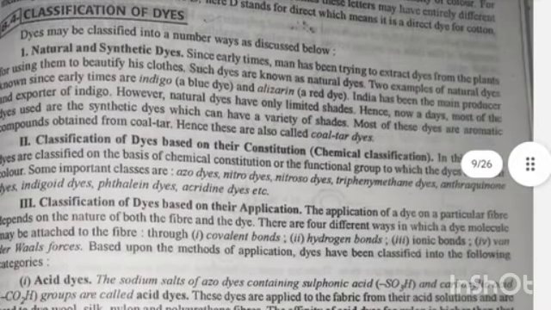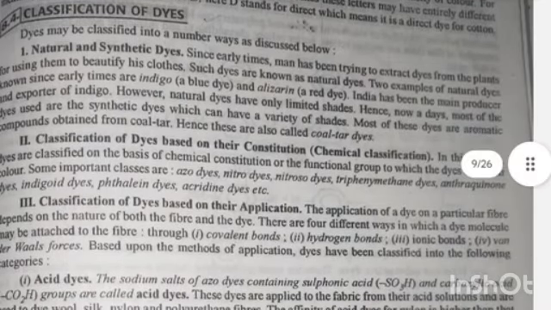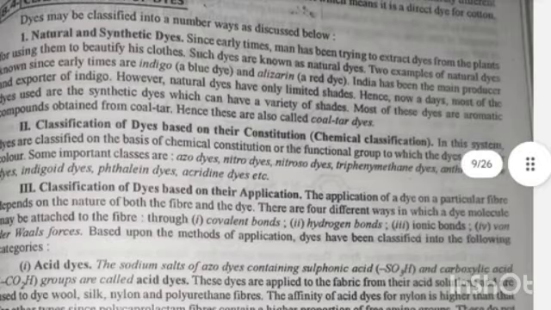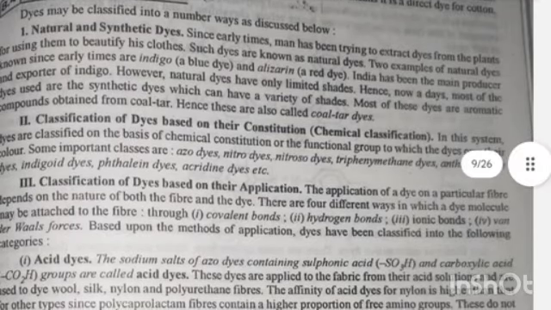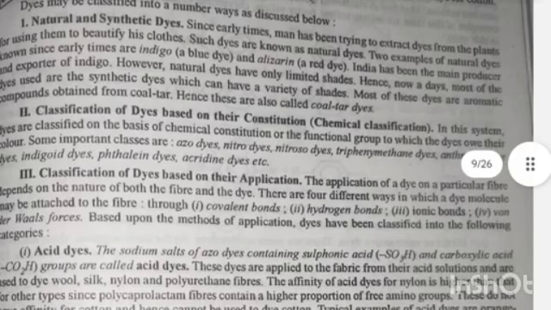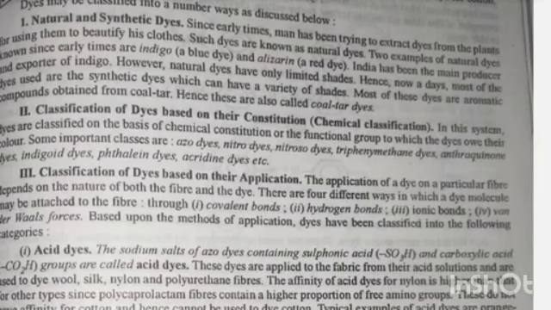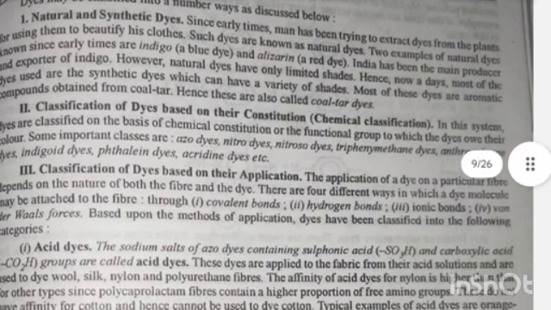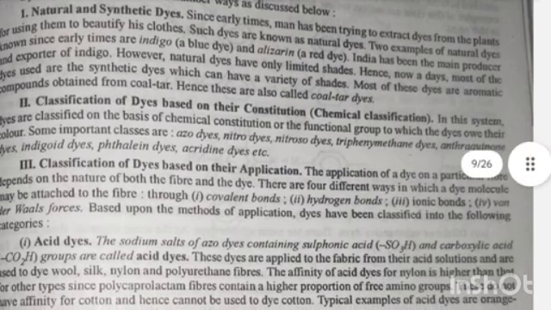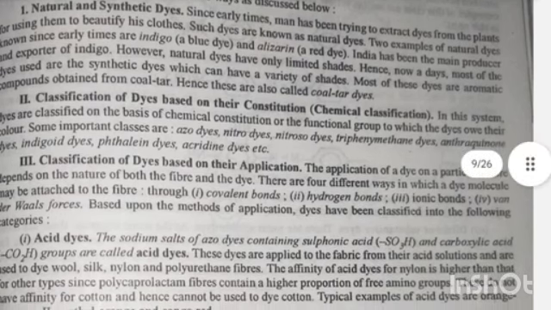Classification of dyes. Dyes may be classified in a number of ways, discussed below. Natural and synthetic dyes. Since early times, man has been trying to extract dyes from plants to use them to beautify his clothes. Such dyes are known as natural dyes. Two examples of natural dyes known since early times are indigo and alizarin. India has been the main producer and exporter of indigo.